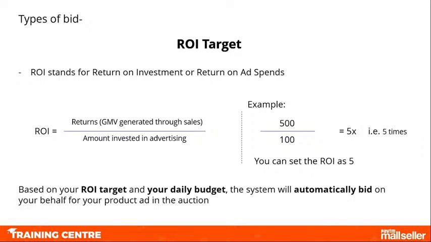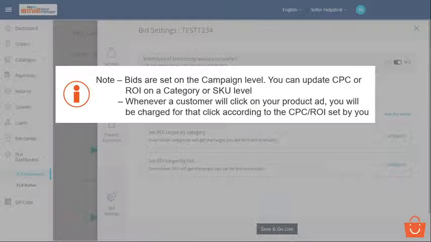So based on your ROI target and your daily budget, the system will automatically bid on your behalf on your product ad in an auction. Please note, bids are set on a campaign level. You can update CPC or ROI on a category or SKU level. Whenever a customer will click on your product ad, you will be charged for that click according to the CPC or ROI set by you.